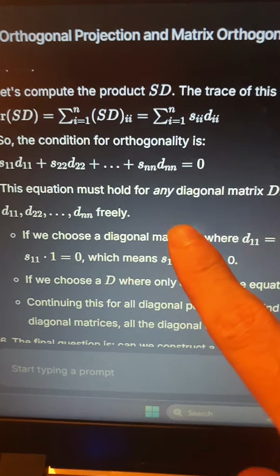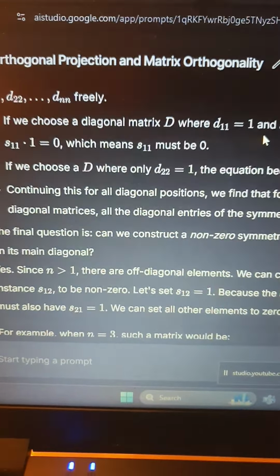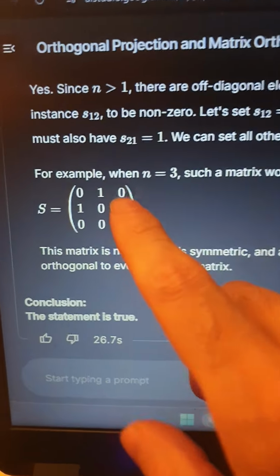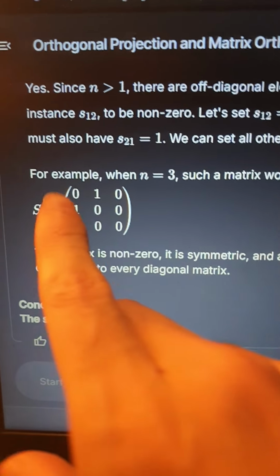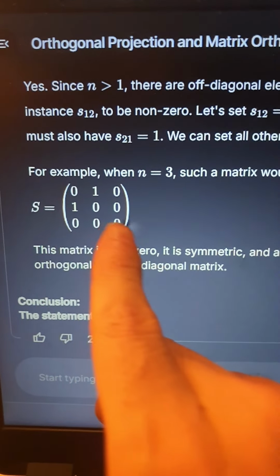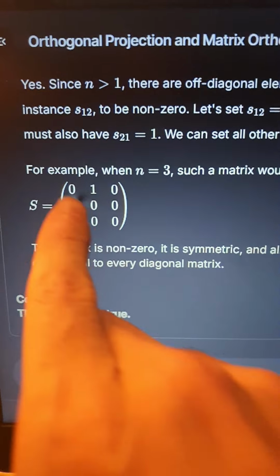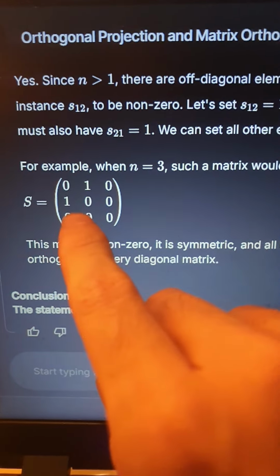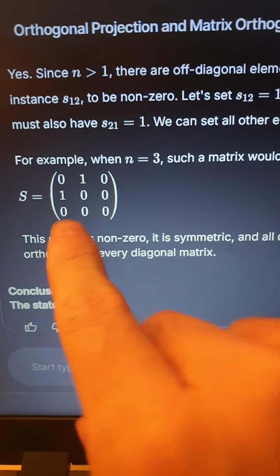So what we need is that every element on the diagonal of the symmetric matrix be 0, and that's all we need. So here we are, we constructed a symmetric matrix that with every other diagonal matrix, the inner product, which will be the trace, will be 0, because we just chose the diagonal of the symmetric matrix to be 0, and this is it. This is the symmetric matrix that will be orthogonal to any other diagonal matrix, and that's it for now.